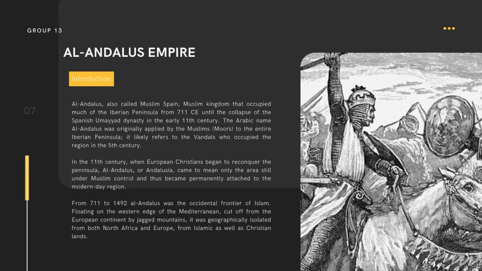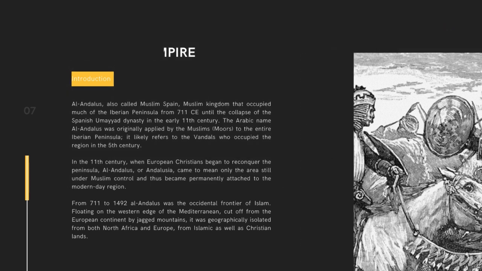In the 11th century, when European Christians began to reconquer the peninsula, Al-Andalus or Andalusia came to mean only the area still under Muslim control and thus became permanently attached to the modern-day region. From 711 to 1492, Al-Andalus was the occidental frontier of Islam. Floating on the western edge of the Mediterranean, cut off from the European continent by jagged mountains, it was geographically isolated from both North Africa and Europe, from Islamic as well as Christian lands.